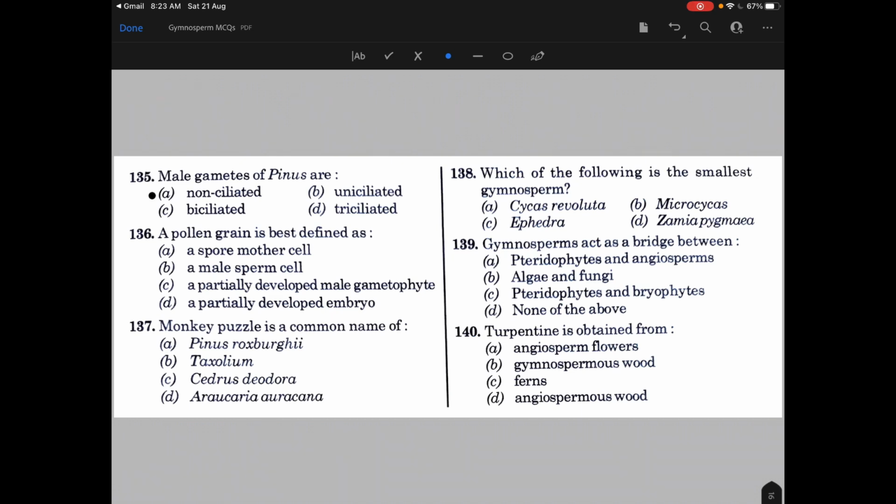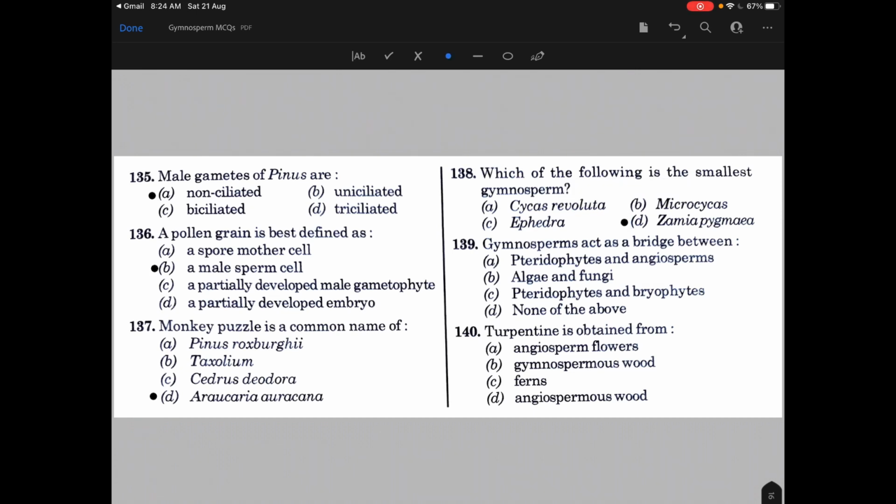A pollen grain is best defined as dash and the answer is B, that is a male sperm cell. Next, monkey puzzle is a common name for dash and the answer is D, that is Araucaria araucana. Next, which of the following is the smallest gymnosperm? And the answer is D, that is Zamia pygmaea.